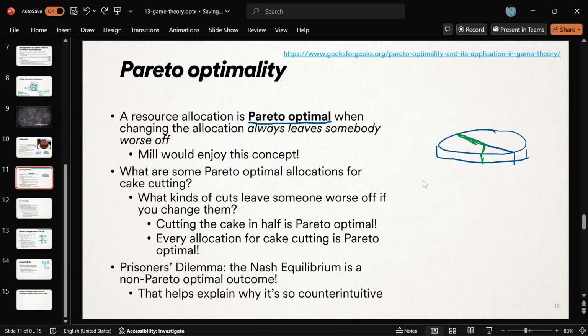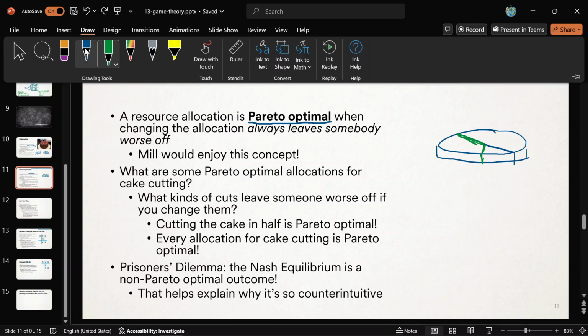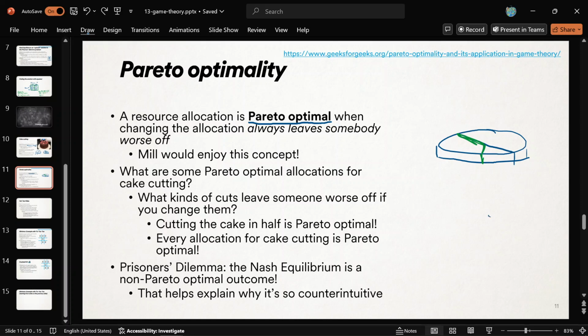And so that's nice. We have a word that we can associate with that perfect optimal cake cutting. But actually, no matter how you cut the cake, it's Pareto optimal. And so there's a little bit more going on here than meets the eye. But this is a useful term, I promise. Any cake cutting, surprisingly, is Pareto optimal.